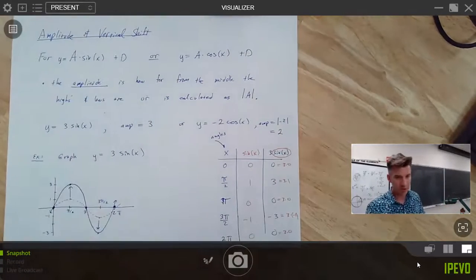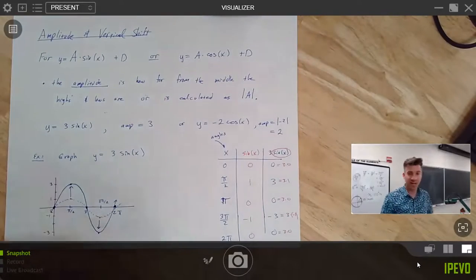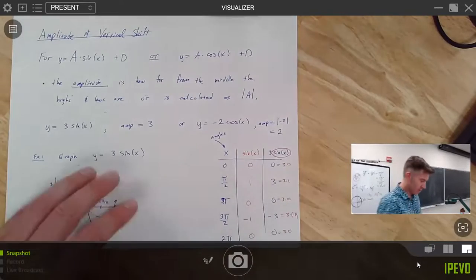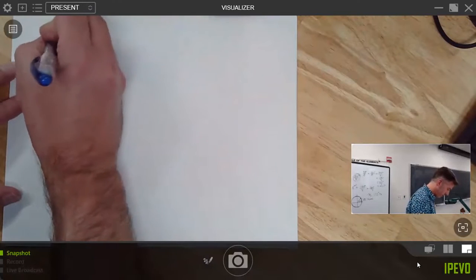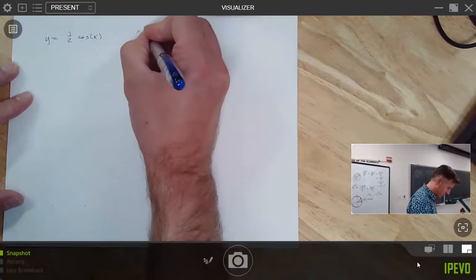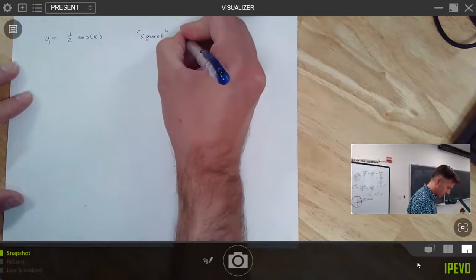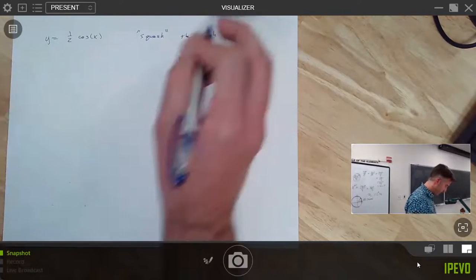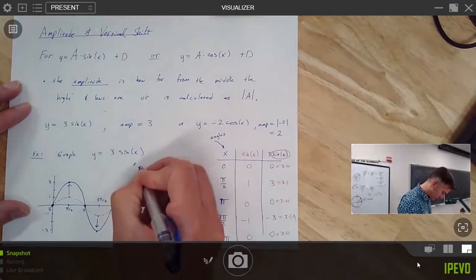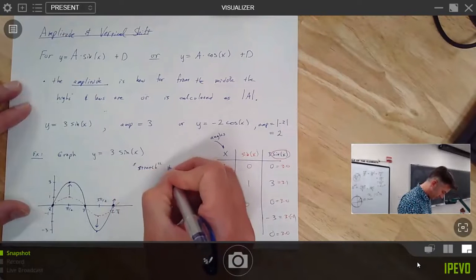So the thing is, it feels kind of silly for me to graph these things because I could show you them on Desmos. But I do think I should show you because I'm going to expect you to be able to do it without just using Desmos. So let's do another example of an amplitude change. Let's graph y equals 1/2 cosine of x. And this is going to, quote unquote, squash the graph. Whereas this previous one definitely stretched the graph.